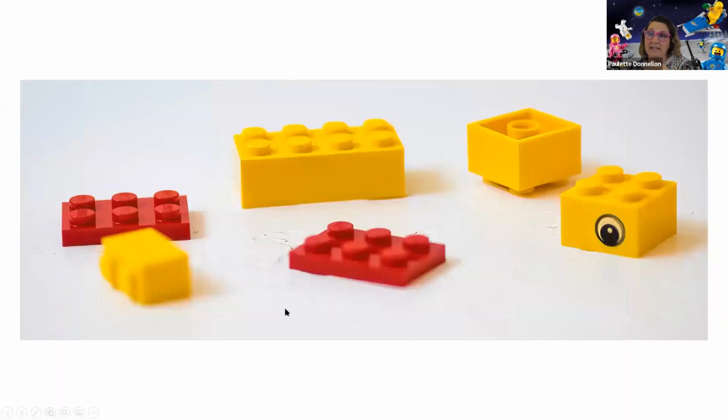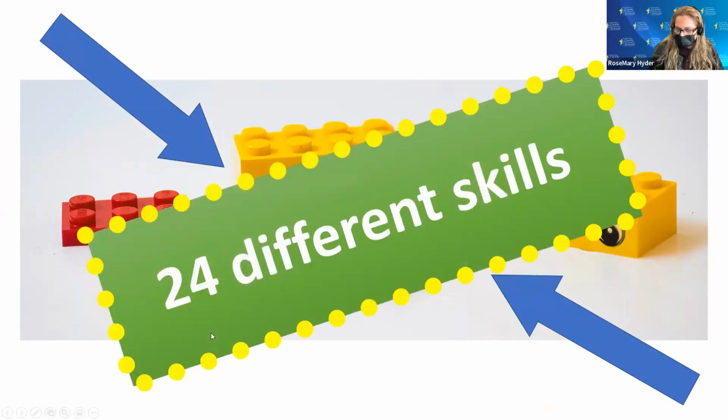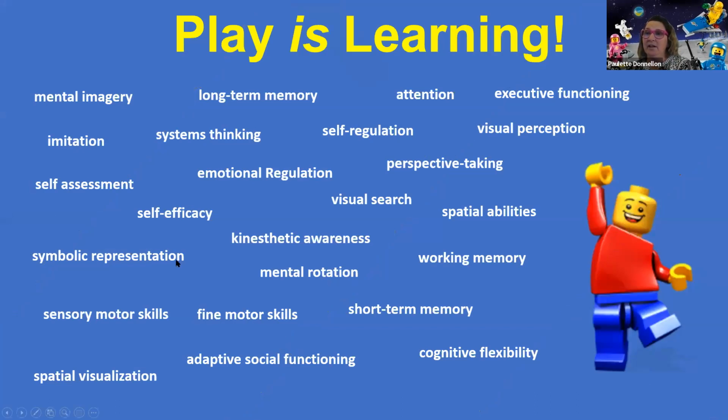So we use these 6 pieces. Remember what I said about 6 pieces, how many different ways you can combine them? But what's interesting is, did you know you're using 24 different skills as you're building that duck? So we're going to talk a little bit about some of those skills. And the first skill I want to talk to you about is symbolic representation.